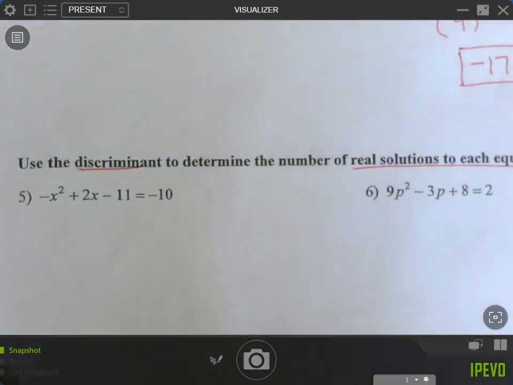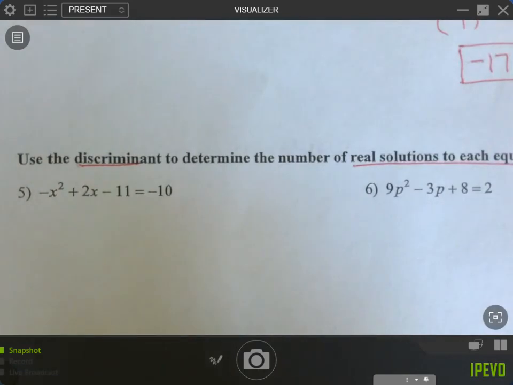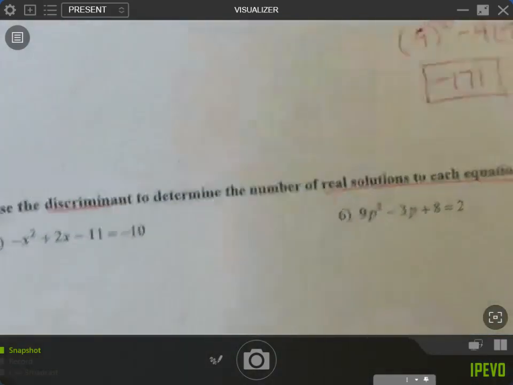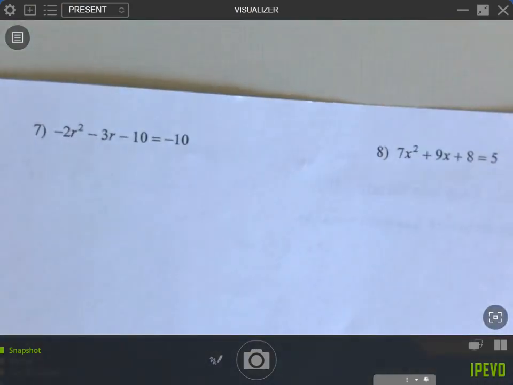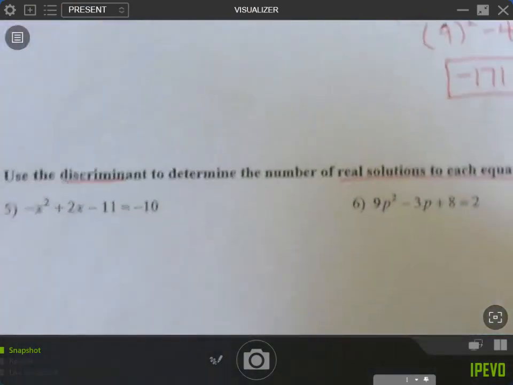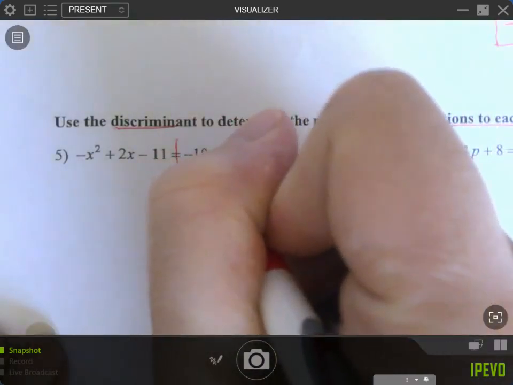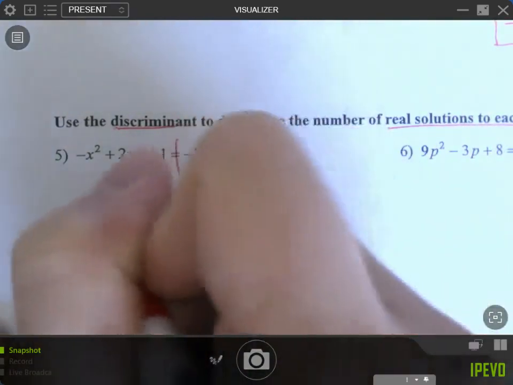Okay. If I'm going to use the discriminant, guess what I need to find? The discriminant. I need to find the discriminant. Oh, really? Okay. So let me flip it over. They're all pretty much the same. So let's just do number 5 together. What am I going to do? Set it equal to 0 by adding 10. Okay, really? Yep, it's exciting.